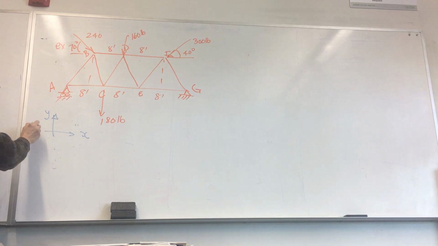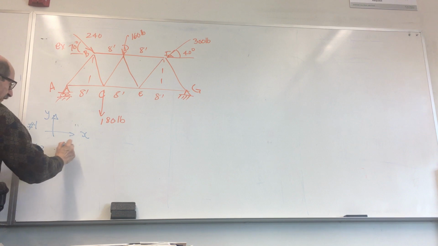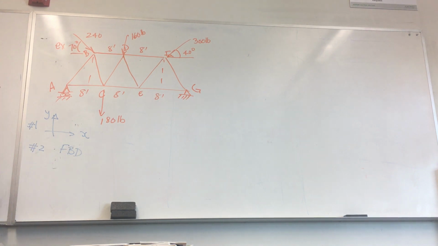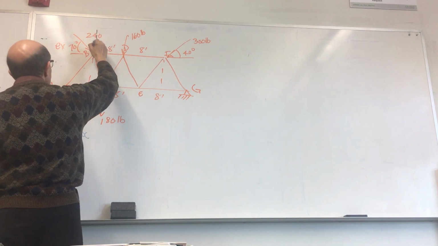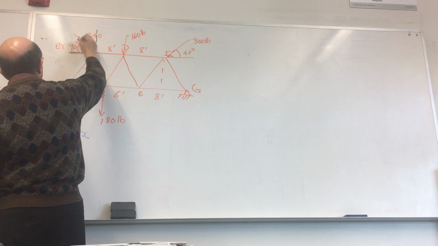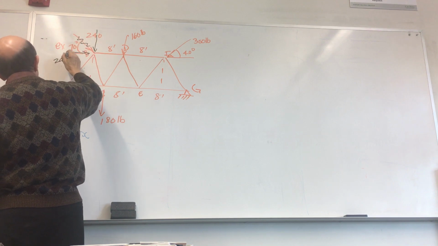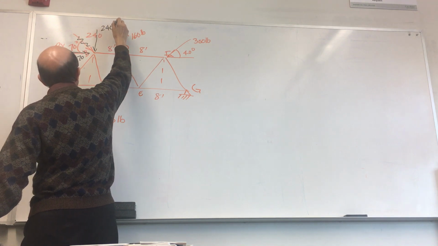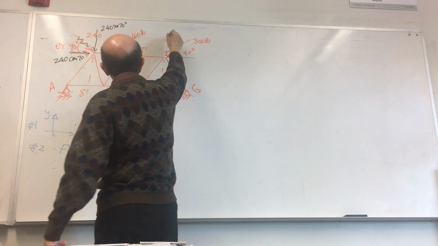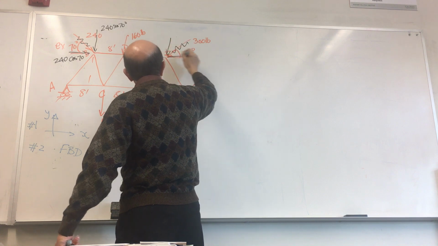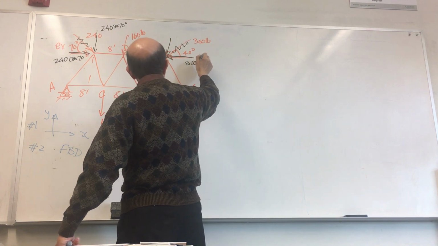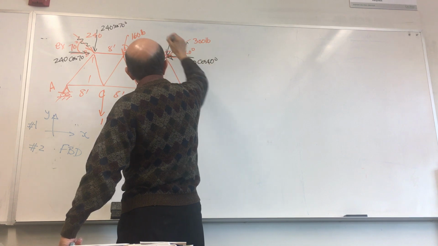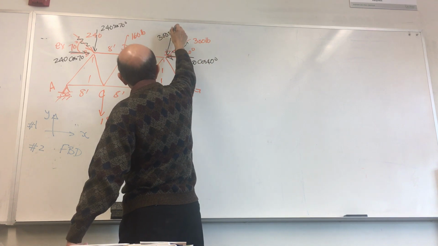Step number 1, X and Y. Step number 2, free body diagram, right? But in order to do the free body diagram, first, remember Mr. Saint-Venant. So this would be 240 cosine 70, 240 sine 70. Same with this one, replace that with its components. So this is 300 cosine 40, this is 300 sine 40.